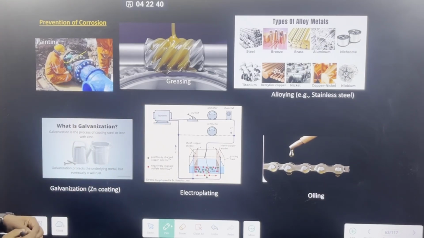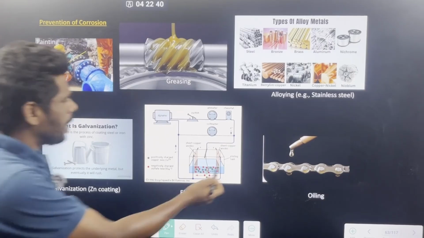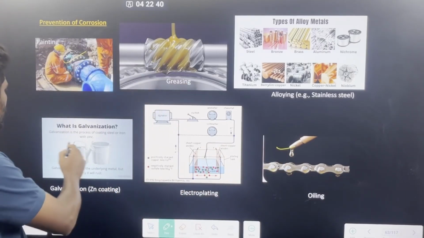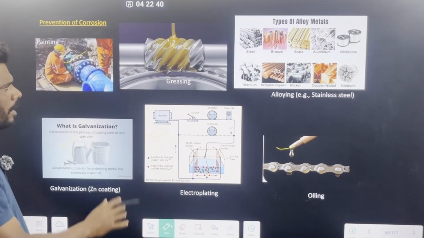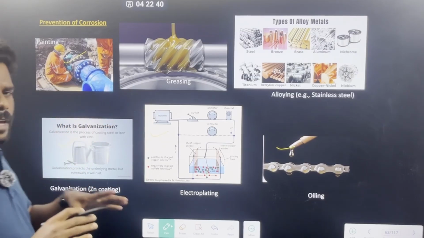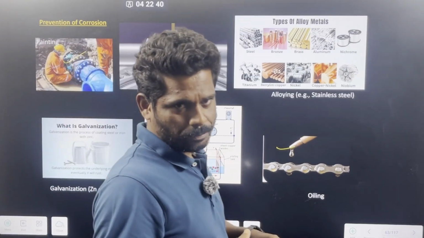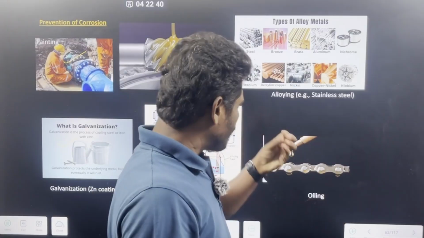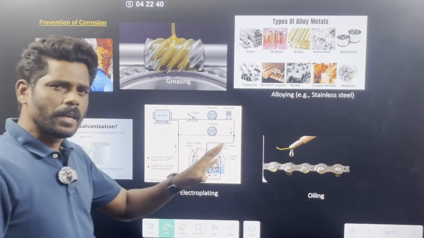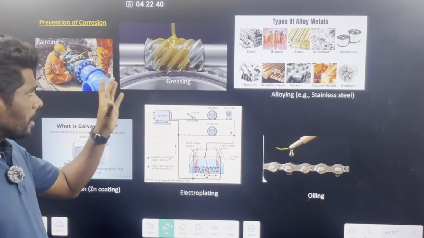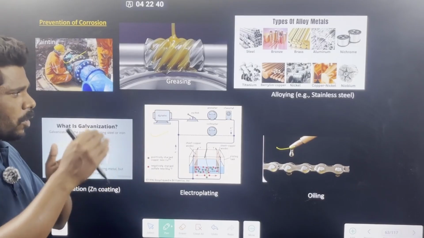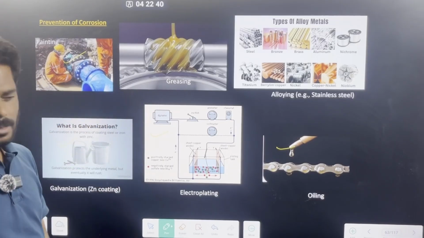One of those is painting, even greasing and oiling, as we have seen, galvanization, electroplating. All these are techniques where we form a thin layer over the metals, and that thin, protective layer prevents corrosion by avoiding the contact of oxygen and moisture with the metals.